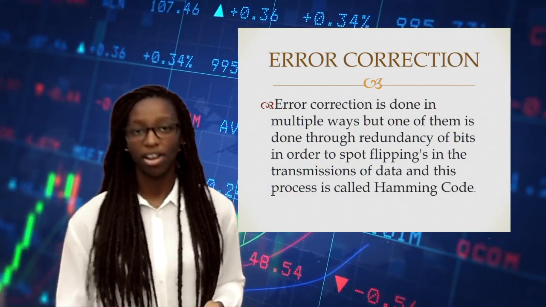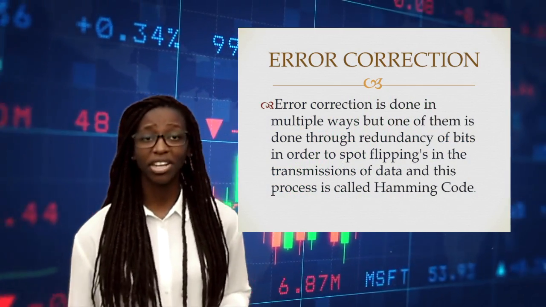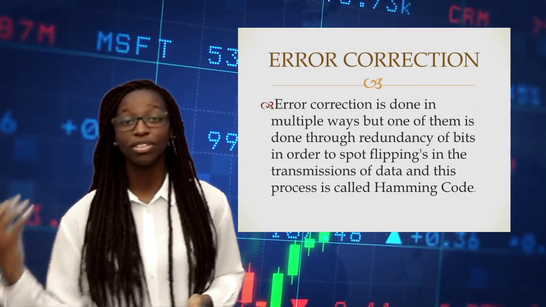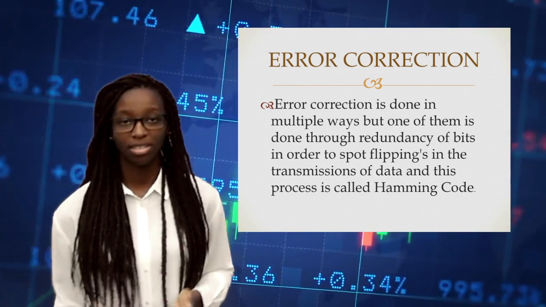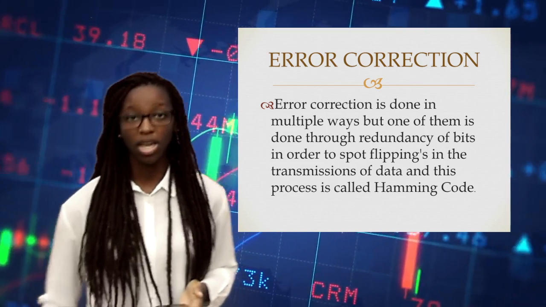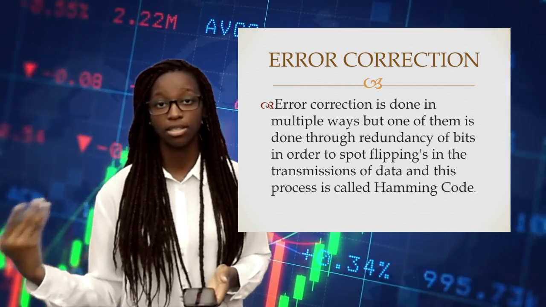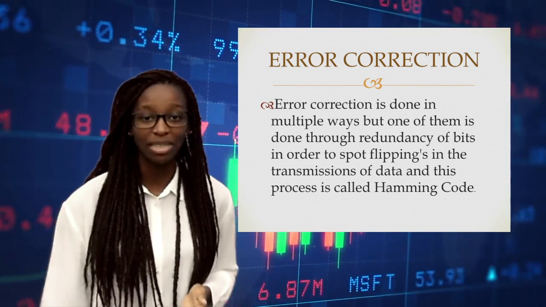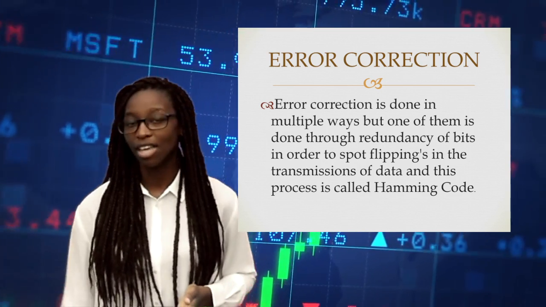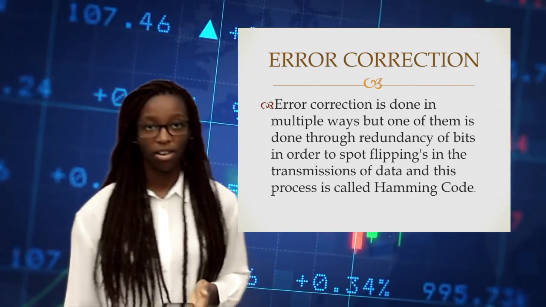Then we move on to speaking about error correction. Error correction can be done in multiple ways, but the simplest way is through the flipping of bits, and this process is called the Hamming code process. There's a streaming of redundant bits which is sent or transmitted to a receiver, and then the receiver is able to detect through a flipping bit where the error has taken place. So that is it for error correction and error detection.